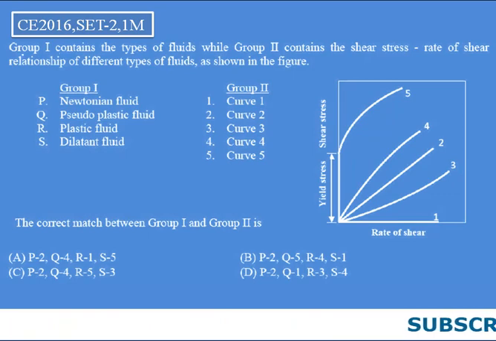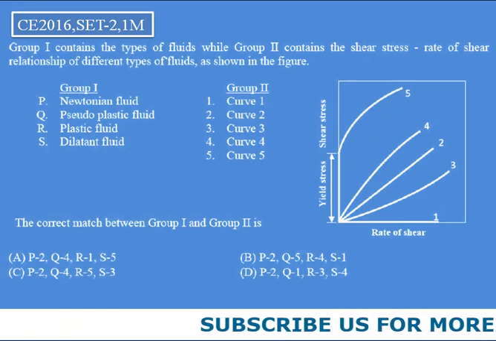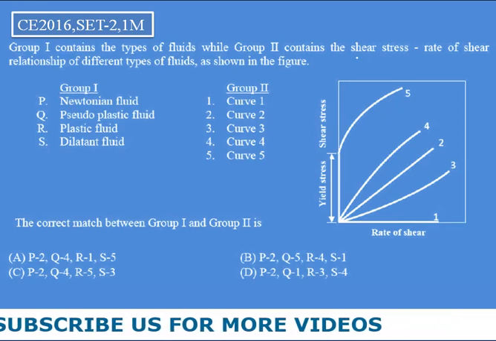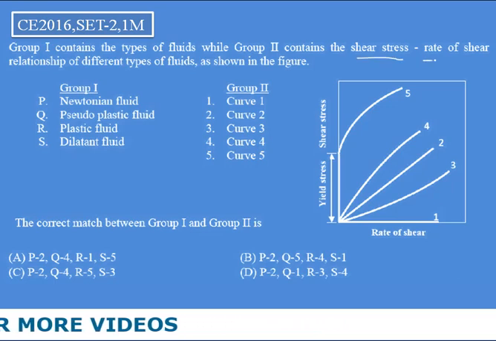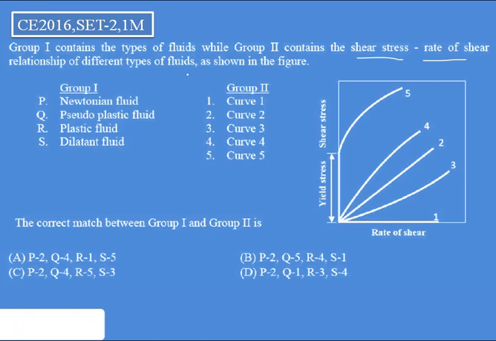Here we have two groups: group 1 containing the types of fluids, while group 2 contains the shear stress and rate of shear relationship of different types of fluids, as shown in the figure. Now we have to match group 1 and group 2 by seeing this figure. The figure is also given in the problem.